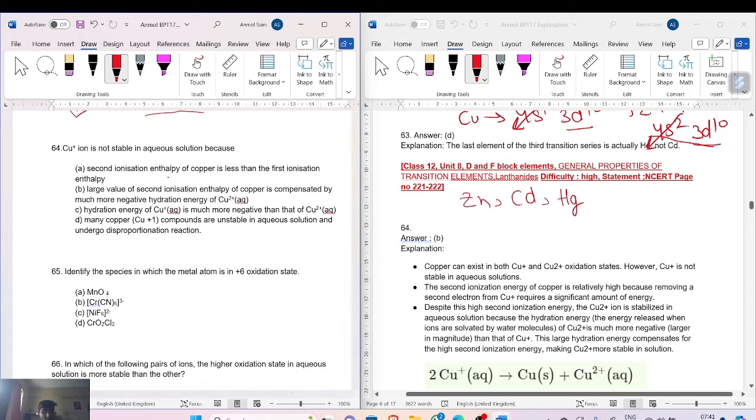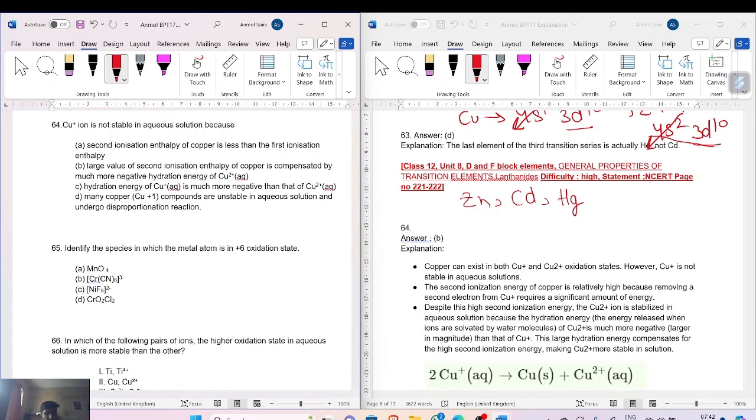Question 64: Cu+ ion is more stable in aqueous solution because: A, the second ionization enthalpy of copper is less than the first ionization enthalpy. B, the large value of the second ionization enthalpy of copper is compensated by much more negative hydration energy of Cu2+ aqueous. C, the hydration energy of Cu2+ aqueous is more negative than that of Cu+ aqueous. D, many copper(I) compounds are unstable in aqueous solution and undergo disproportionation reaction.